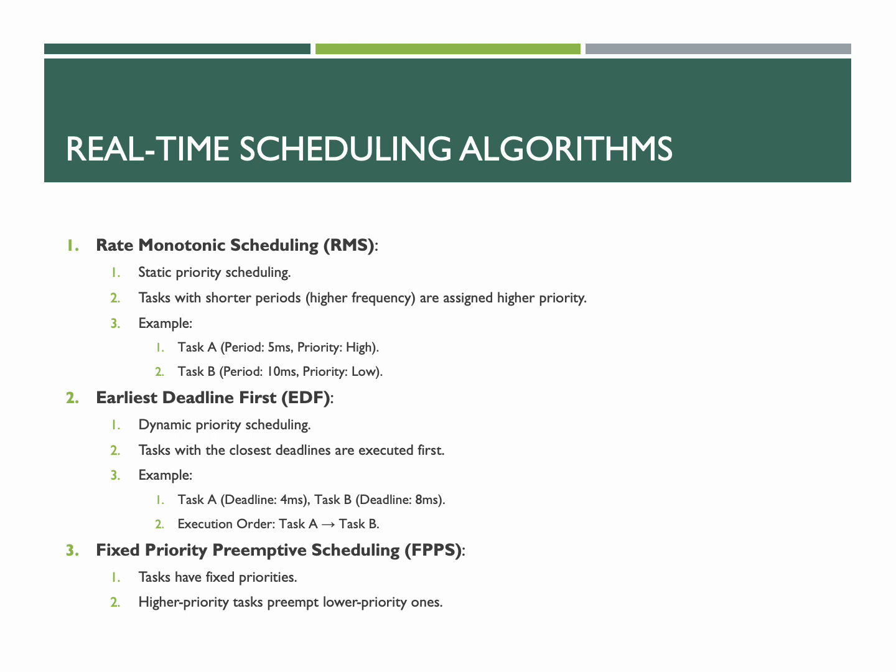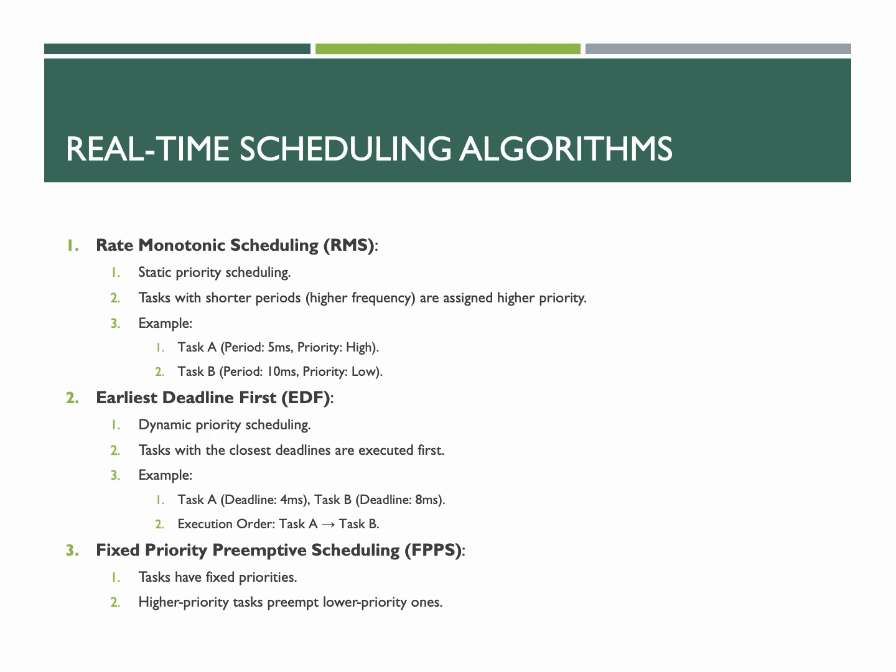For example, task A has a period of 5 milliseconds and high priority, and task B has a period of 10 milliseconds and low priority. In this case, task A will always preempt task B due to its shorter period.